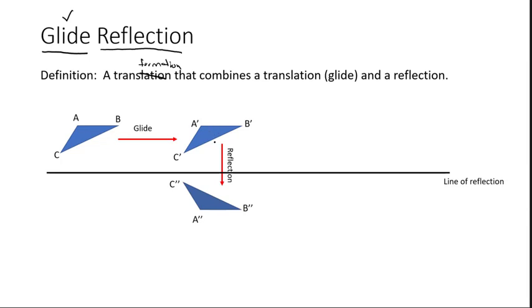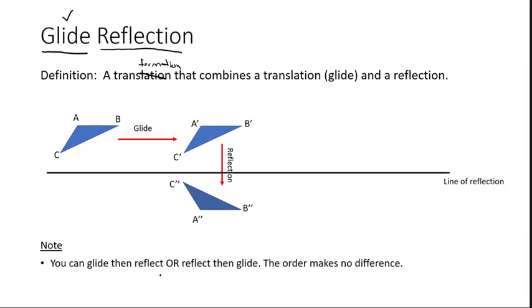We translated or moved it across like this, then reflected across this line of reflection. So take note that with a glide reflection, it does not matter the order in which we do the glide and reflection. We could glide first and then reflect, or we could reflect and then glide. So the order makes no difference. But make sure that when you do the glide, the glide is parallel with the line of reflection. So this glide must be across like this in this particular case. We can't just take it up here in this direction, because that would not be parallel to the line of reflection.